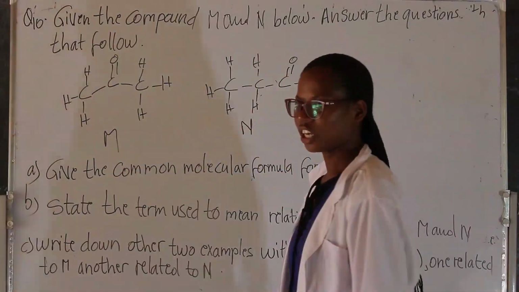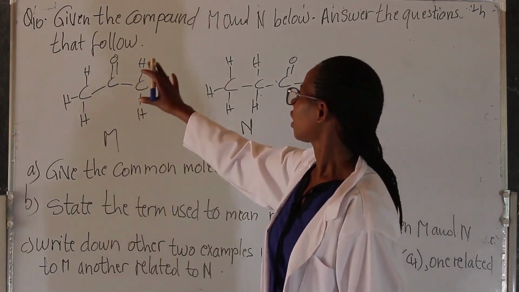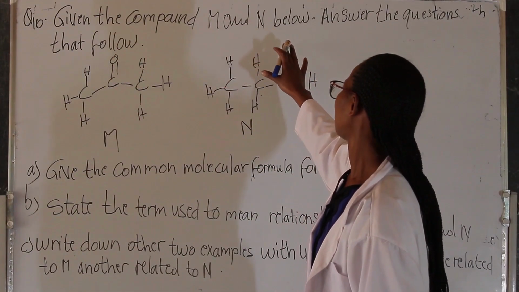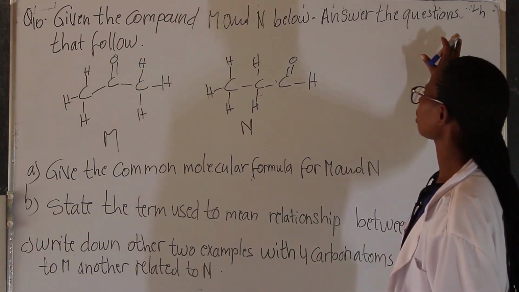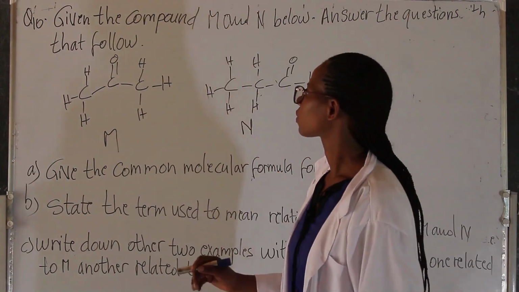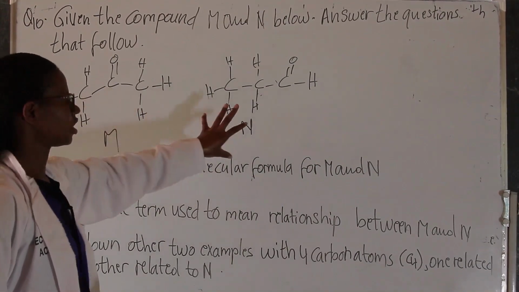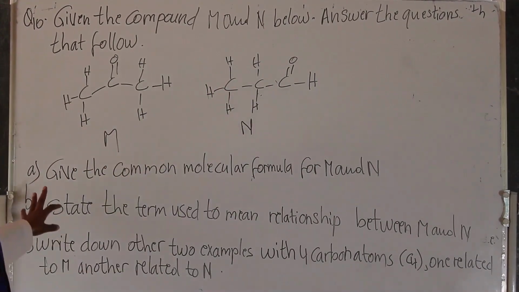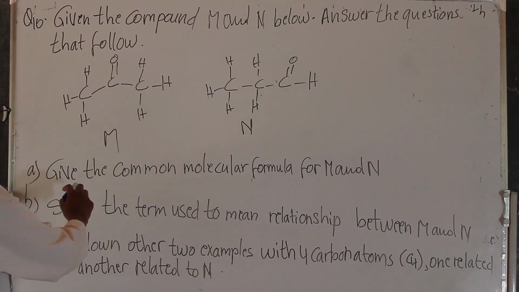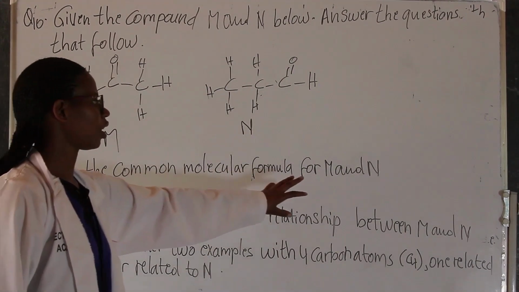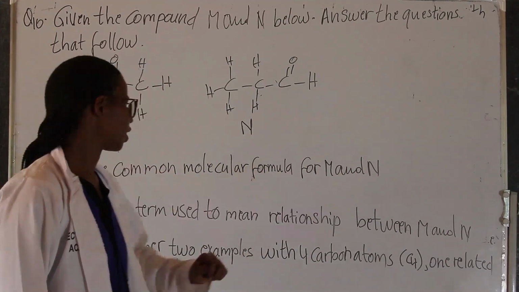Let's move to question number 10. Given the compounds M and N below, answer the questions that follow. The compounds given are these. This is M. This is compound N. Question number A. Give the common molecular formula of M and N.